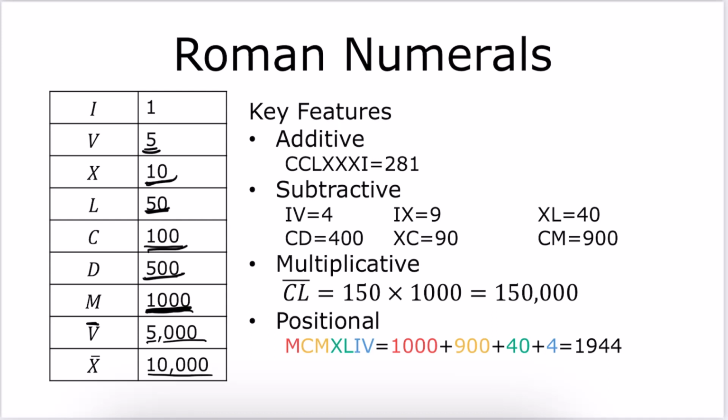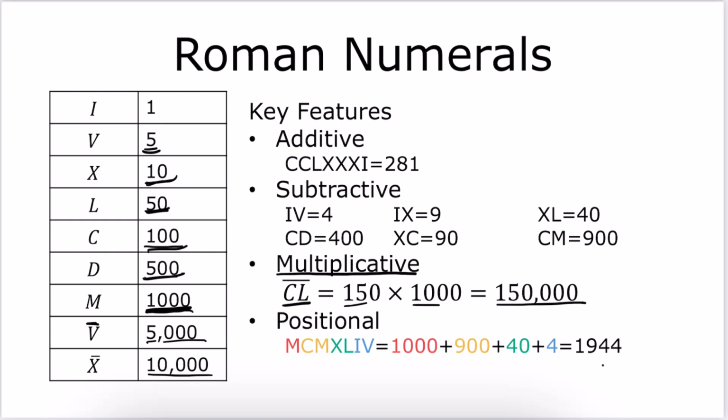And so one of the unique things about Roman numerals that the Egyptian numerals did not have is the fact that Roman numerals are multiplicative, meaning that when they draw this line over their symbols, it means multiply this number by 1,000. So like CL is 150. And if you put a line over CL, that means you do 150 times 1,000, which would be 150,000.